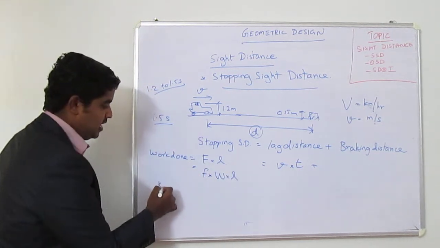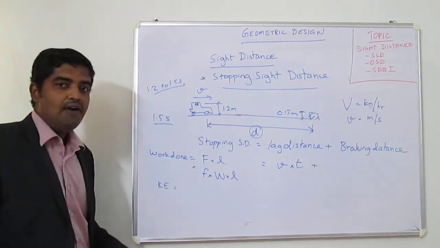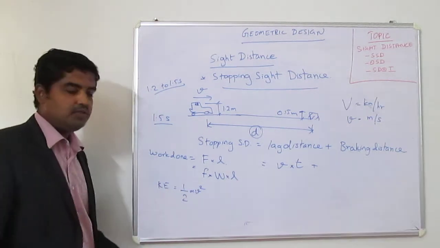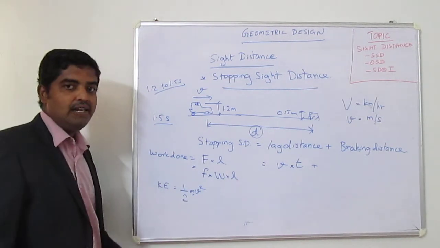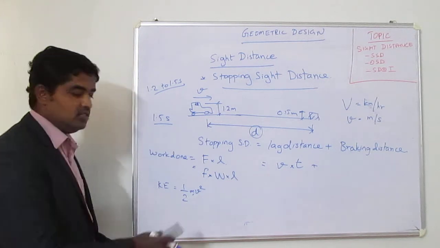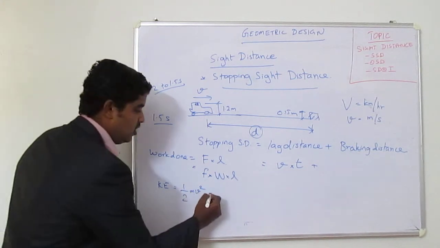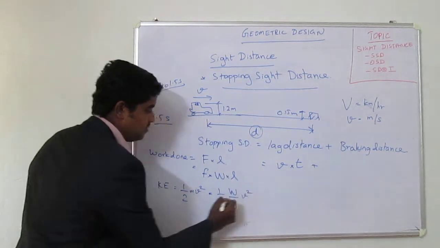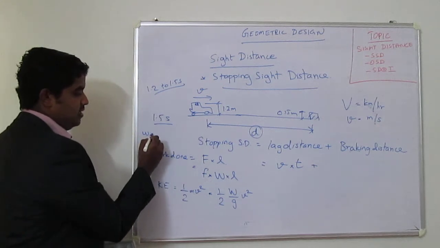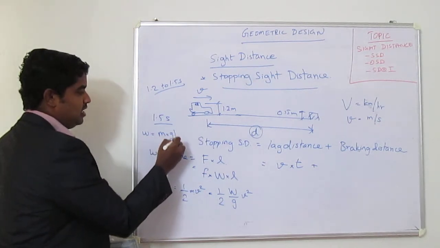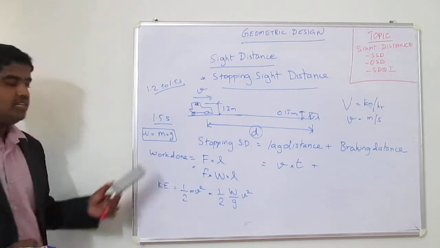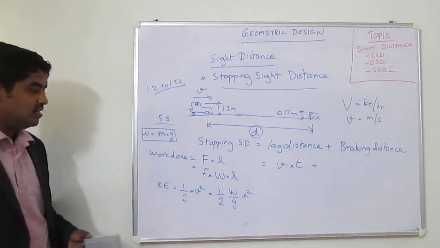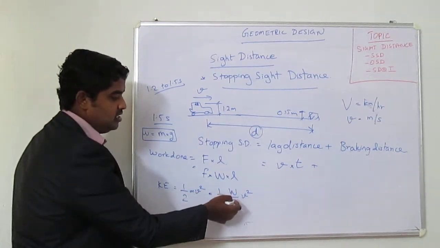Similarly, the kinetic energy. Kinetic energy is half mv square from the law of motion. Kinetic energy equal to half mv square, where m is the mass of the vehicle in kilograms and v is the speed in meters per second. So if you want to write in terms of weight, W by g into v square. You know that weight is nothing but mass into acceleration due to gravity, right? Acceleration due to gravity is 9.81 meters per second square. So 1 by 2 W by g into v square.